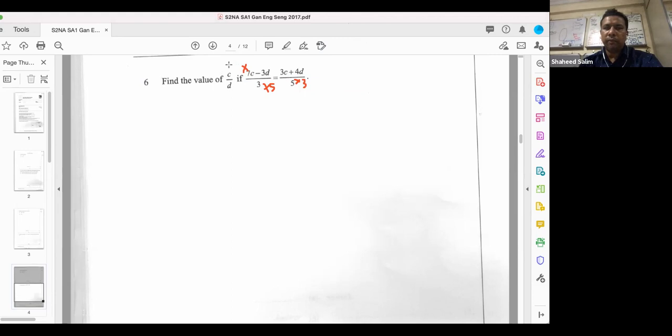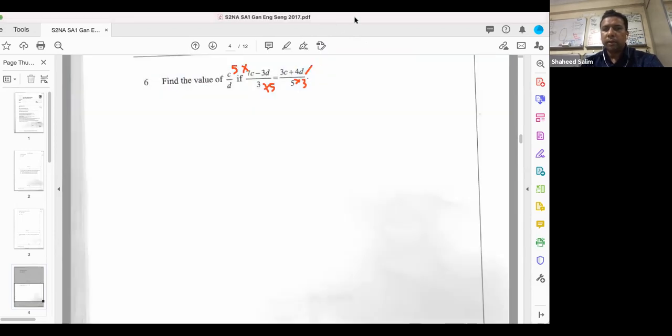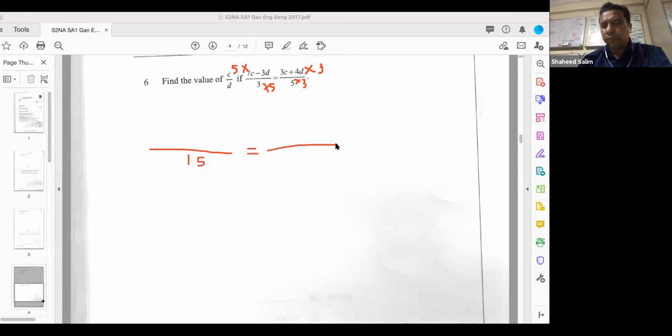The whole thing must times 5. The whole thing must times 5. The whole thing must times 3. So times by 3. So now what do you get? You get over 15 equals to something over 15. Can you see now? So I expand it again.